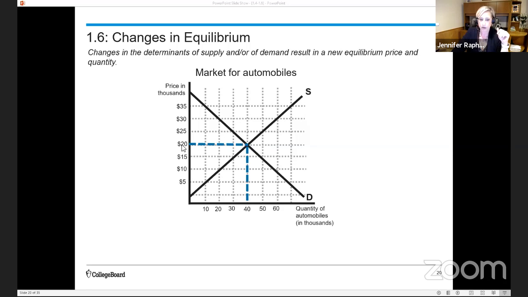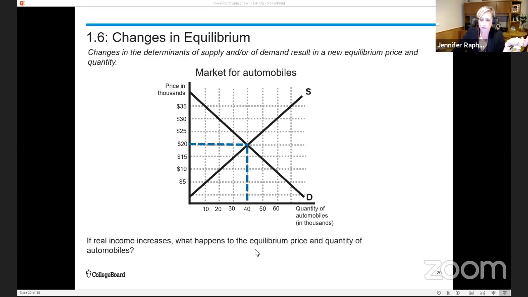It's at equilibrium at a price of 20. I've put it in thousands, so it's a little bit more realistic. So assume that the equilibrium price of a car is $20,000, and at that price, the number of units sold in a time period is 40,000 units. Well, if real income increases, what happens to the equilibrium price and quantity of automobiles? So the first thing you have to ask yourself is, is this going to affect buyers or sellers?